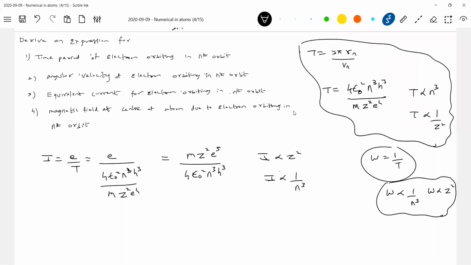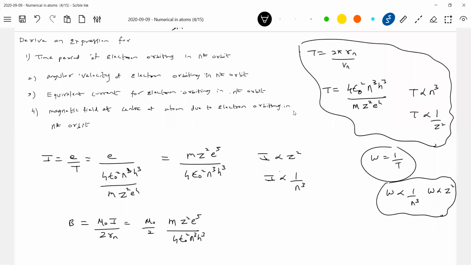This revolving electron will constitute current. Rate of flow of charge is current. And this current flowing will produce a magnetic field at the center of the atom. Magnetic field at the center of the atom due to the electron orbiting in the nth Bohr orbit. What is the expression for magnetic field? B equal to mu naught I by 2Rn. We know the expression for current. n cube h cube, this one.